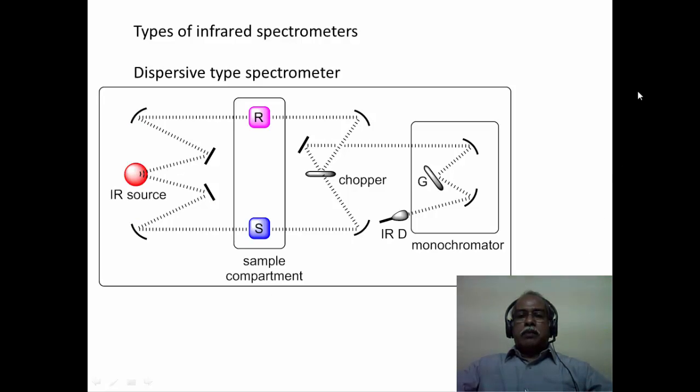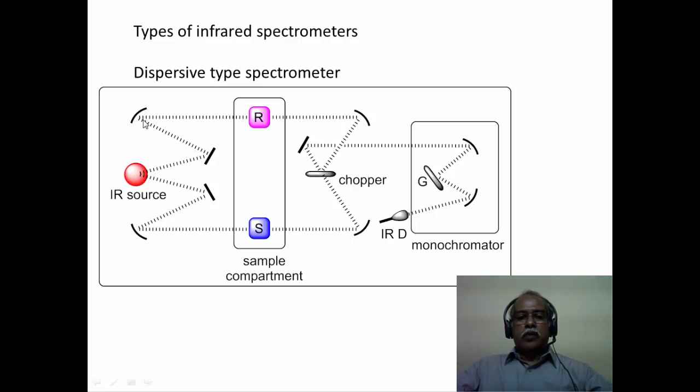Now let us come to some understanding of the basic layout of an infrared spectrometer. There are two types of spectrometers available, just like we have two types of NMR spectrometer, the continuous wave NMR spectrometer and the FT NMR spectrometer. This is the continuous wave equivalent of the infrared spectrometer. This is called the dispersive type spectrometer. Essentially what you have is an infrared source, which is a glow bar or a heated coil, which produces thermal energy, which is the infrared energy, and these are mirrors which are kept to reflect the infrared radiation.